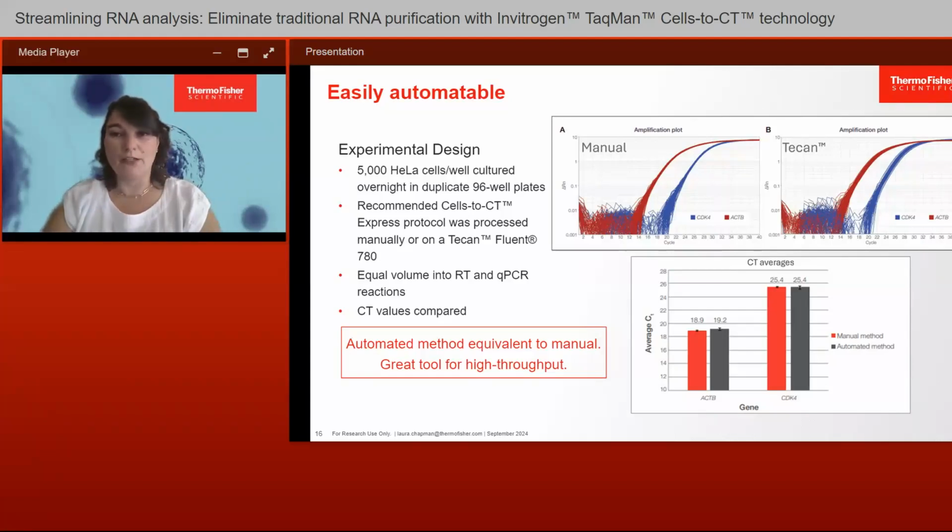The left columns are your beta-actin, and then the right columns are CDK4. And you can see between the manual method in the red bars and the automated method in the gray bars that we get equivalent performance between the two for both genes. And so you're able to easily automate. And so it would be a great tool if you're doing high throughput and have multiple 96-well plates that you want to process.